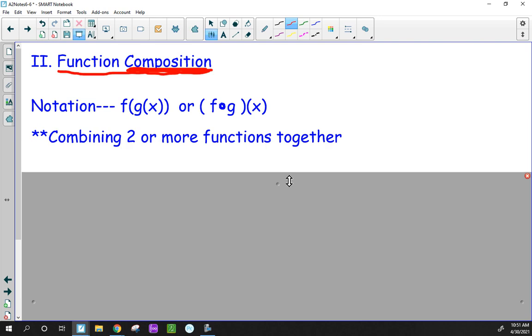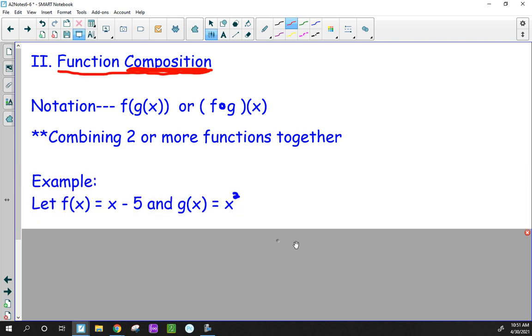Composition is you combining two or more functions together. Now, what I mean by that is you're actually going to substitute one function in place of the other for x. And you're going to just basically follow notation and follow the order the letters come in.